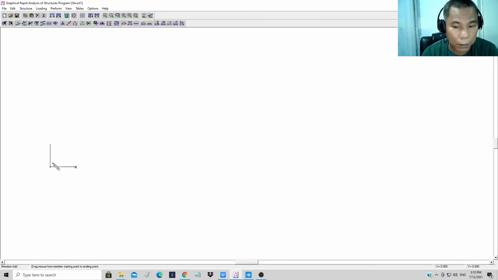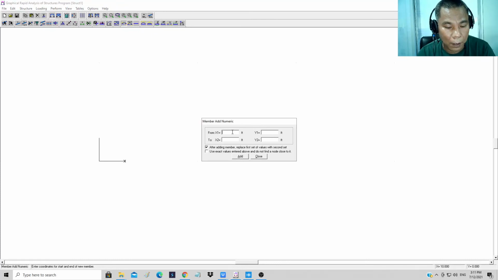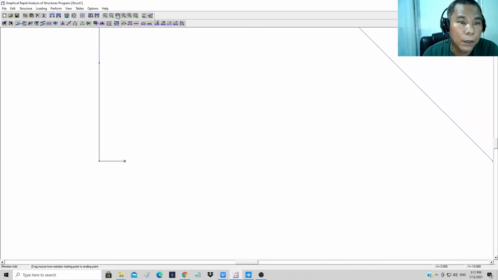I think it's easier if I will just do it numerically. So we have 0, 0, and then 0 and 10. Add. Then 0 and 20. Add. And then 20, 20. And then, of course, 40 by 0. Then close.